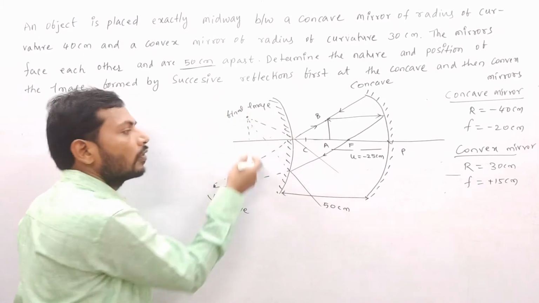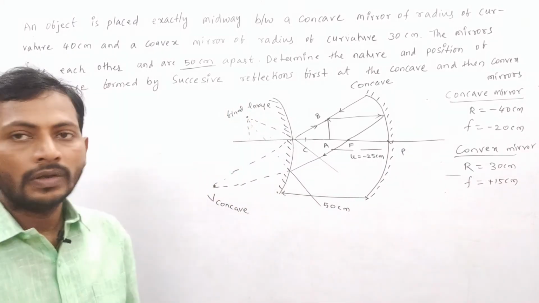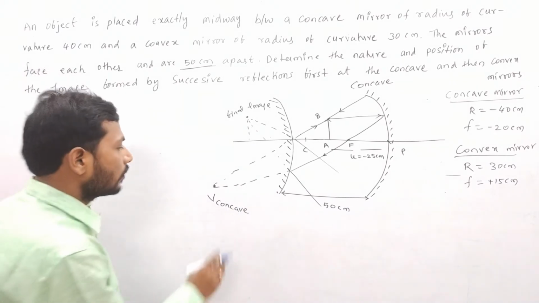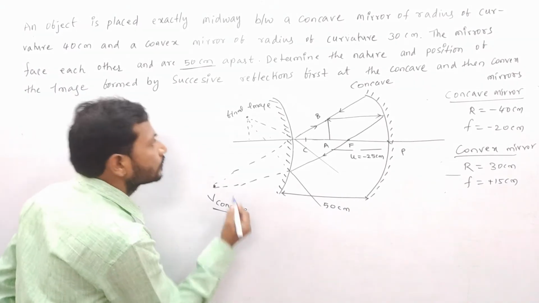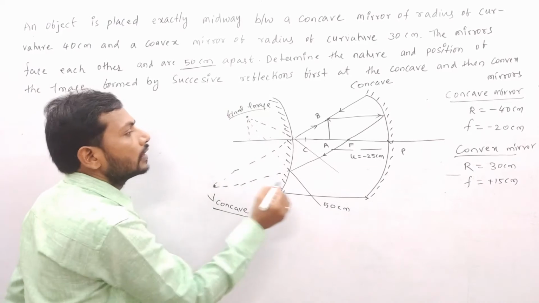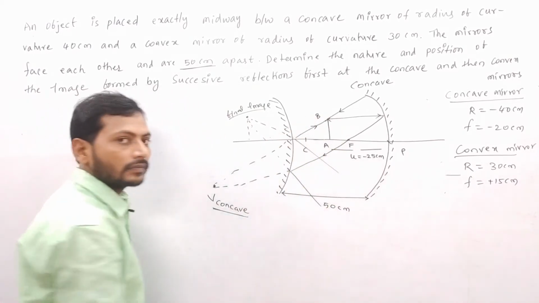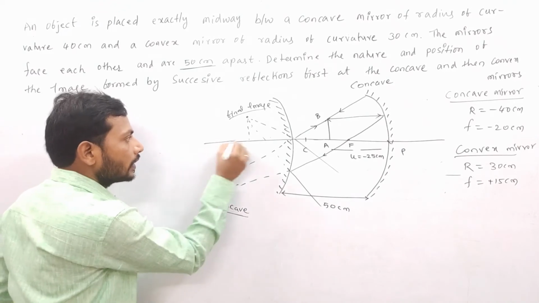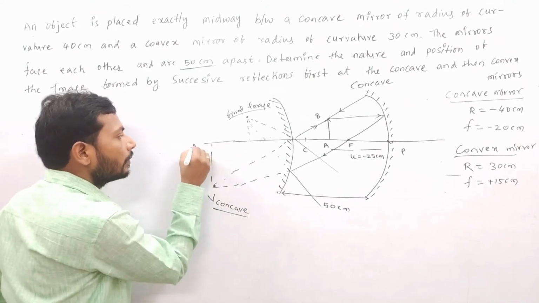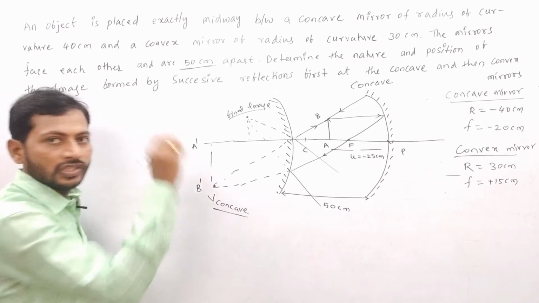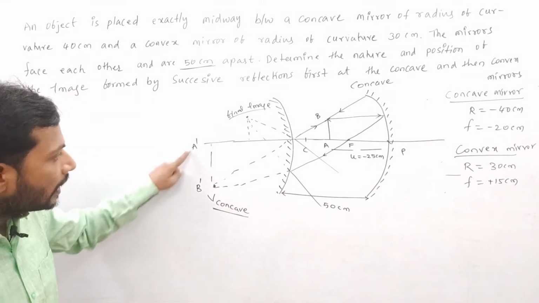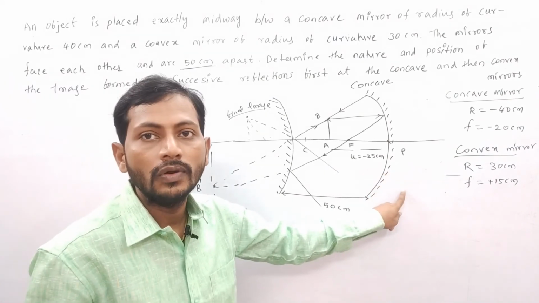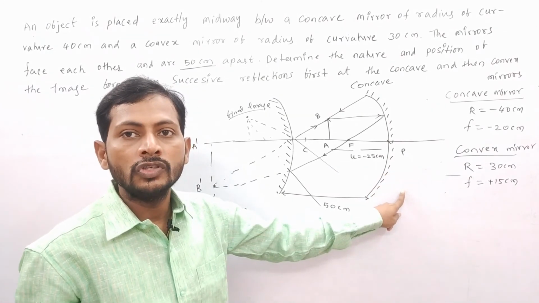Maybe it is upward or downward, we can't say now, that is an imaginary ray diagram. So now this is V concave, and this is the final image. This AB is the object. If it forms an image, I am giving it the name A dash B dash. A dash B dash is the image due to whom? Due to the concave mirror.